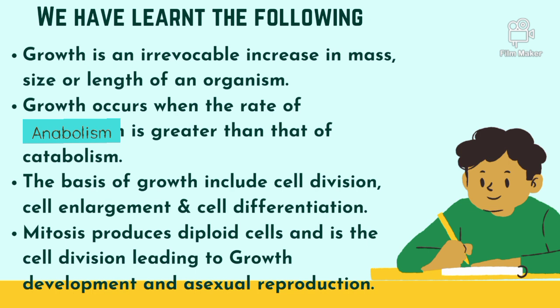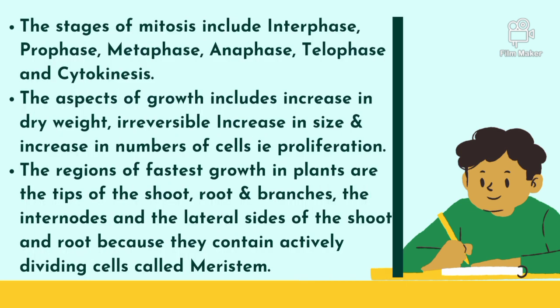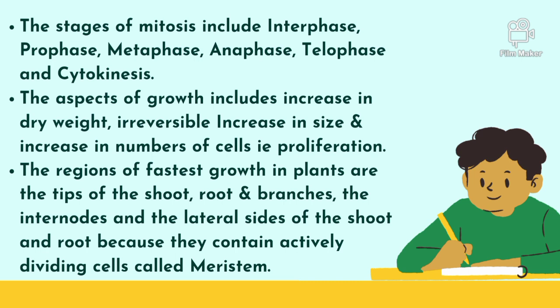Mitosis produces diploid cells, and it is the main cell division leading to cell growth, development, and asexual reproduction. The stages of mitosis include interphase, prophase, metaphase, anaphase, telophase, and cytokinesis. The aspects of growth include increase in dry weight, irreversible increase in size and length, and increase in numbers of cells, a process called proliferation.